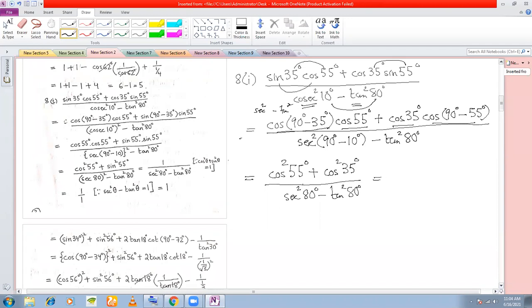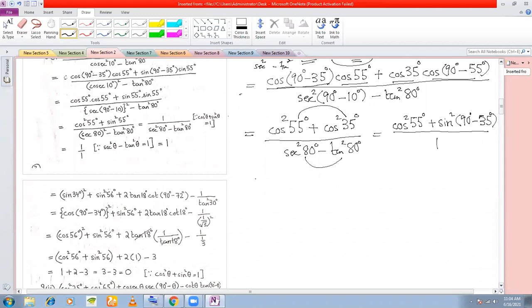Now we're getting a cos square plus cos square, right? So what you do is you change one cos to a sine. Keep the first cos as it is, because you know cos square theta plus sine square theta is 1, and because you see that these two are complementary angles. Therefore, the second cos you can change to sine, or the first cos also you can change to sine, any one of the two. And sec square 80 minus tan square 80 is 1, because sec square theta minus tan square theta is 1. So you get cos square 55 degree plus sine square 55 divided by 1, which is equal to 1. And that is your answer.